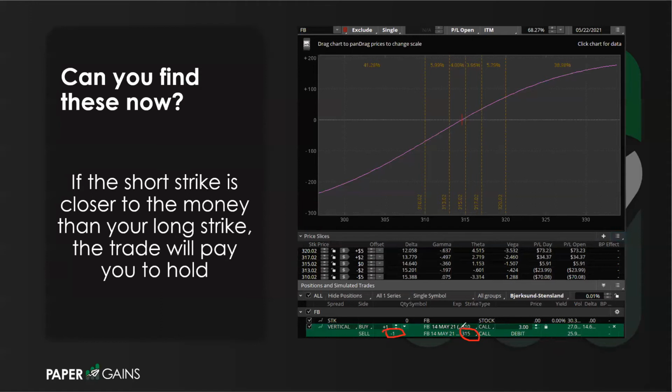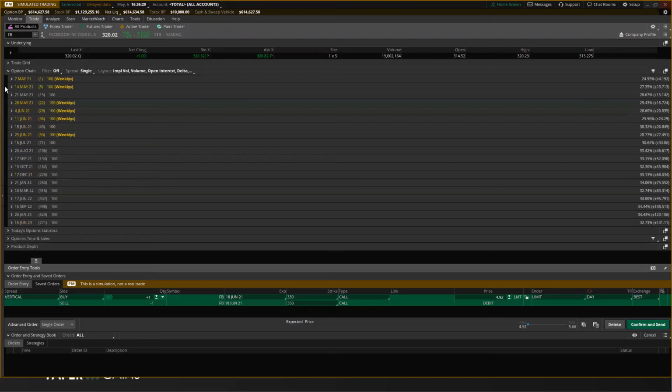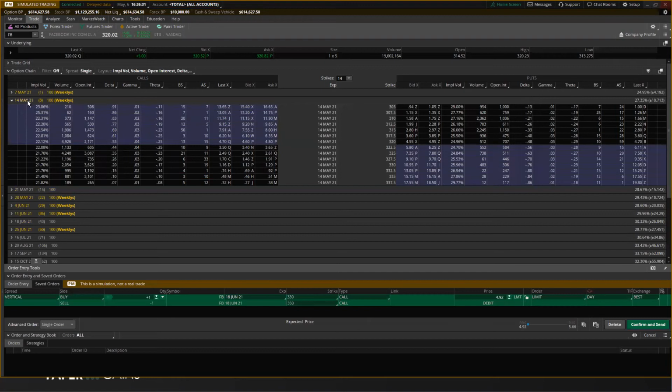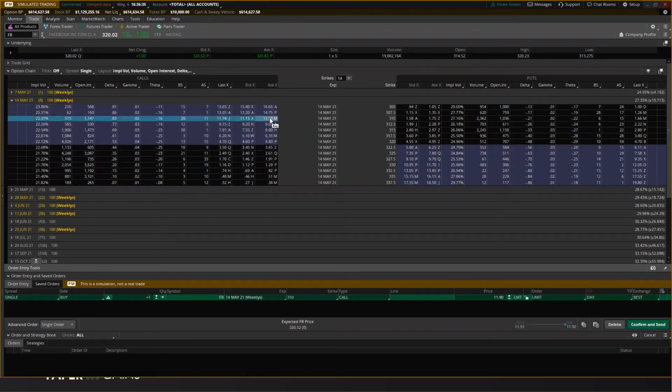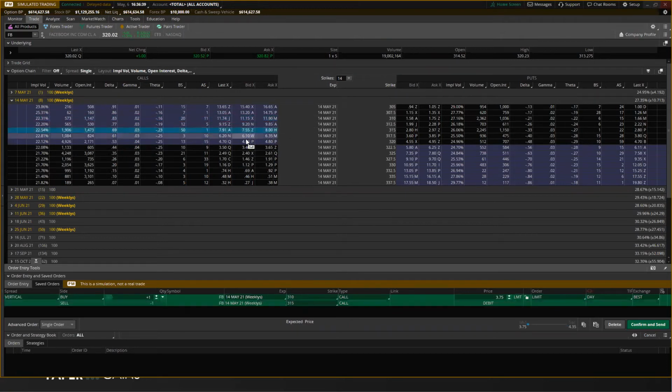But what's important to us in a spread is the net value. So let's go ahead and pull this up. Okay, so this is live, right? So today, Facebook went up. We were modeling buying a 310 and selling a 315. Well, now it's trading for 3.75. So what did it do?